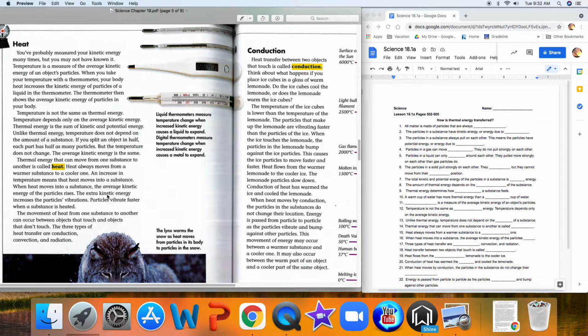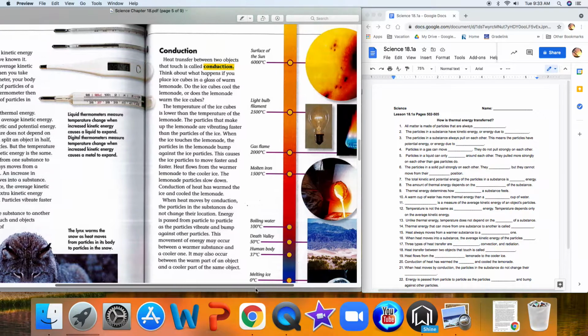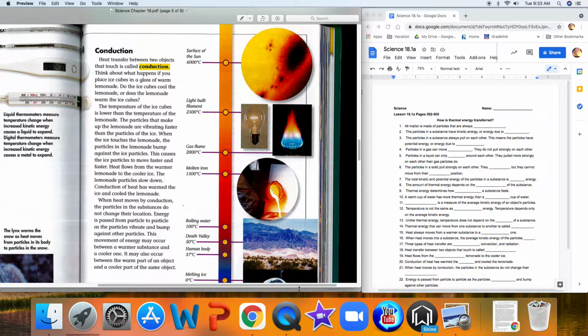Number 16. When heat moves into a substance, the energy of the particles rises, goes up. So the hotter it is, guys, it has more thermal energy. That's why we make those statements. Number 17, there are three types. You had to fill in the word conduction, and we'll talk about conduction right now, and then tomorrow we'll get the other two, convection and radiation.